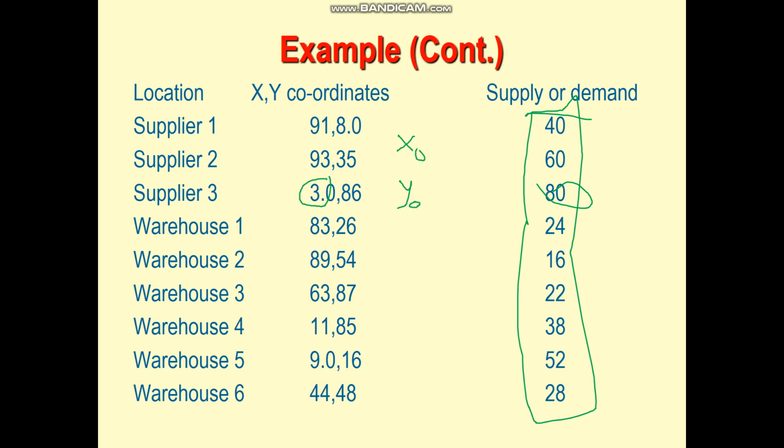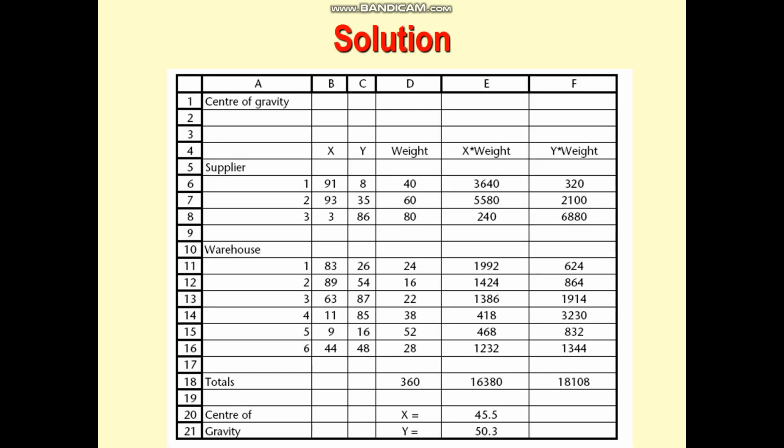And YO is the same. You take 8 times 40 plus 35 times 60, and so on up to 48 times 28. Then divide by the sum of total expected supply or demand, that is 40 plus 60 plus 80 until plus 28. So you can find the coordinates of the new facility. Here we can see XO is 45.5 and YO is 50.3.